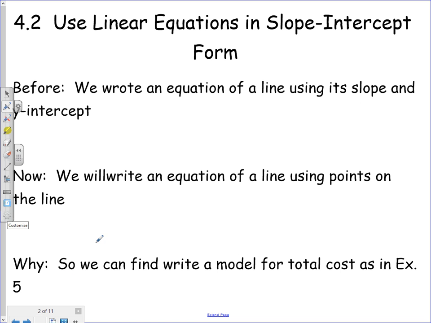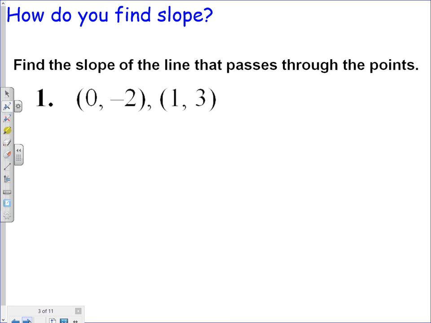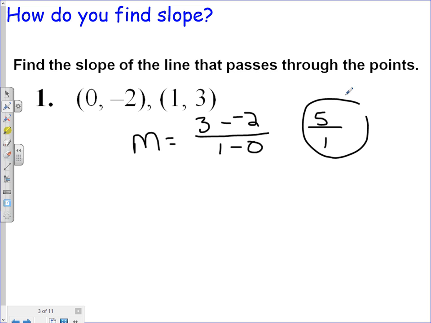So moving to the next, we have one goal today, and that's to write equations of line using points on the line. Picking up from where we left off last week, it's a little more difficult, but all things you should know. Quick review, finding the slope. I just went over the formula. Y2 minus y1 divided by x2 minus x1. 3 minus a negative 2 gives us 5 over 1. So we found our slope of 5.